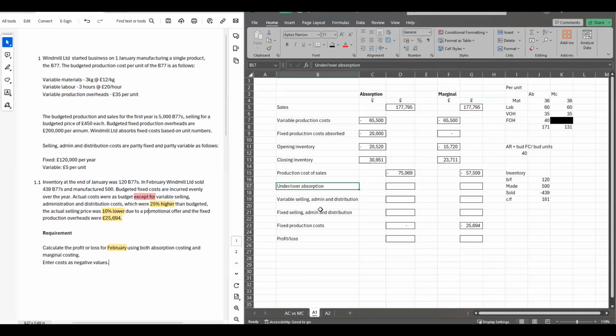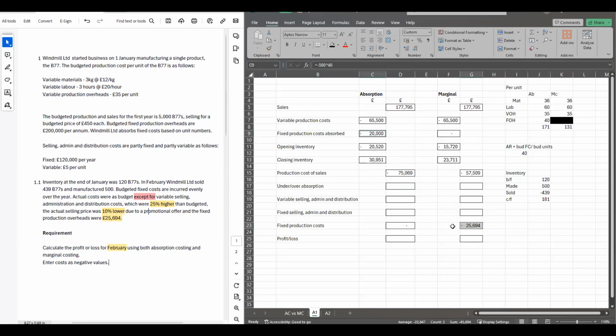Now, what we do with this under or over box is we effectively compare the cost we absorbed to the actual cost in the period. And what you need to do to score well and effectively get the marks for this box is to compare this row, which is the actual cost, with your fixed production cost that you absorbed, and essentially you're going to put a balancing number in so that this box plus the under or over box agrees to this box.